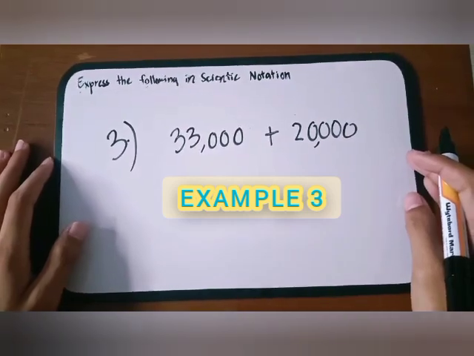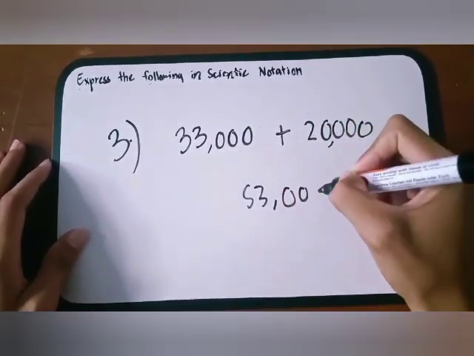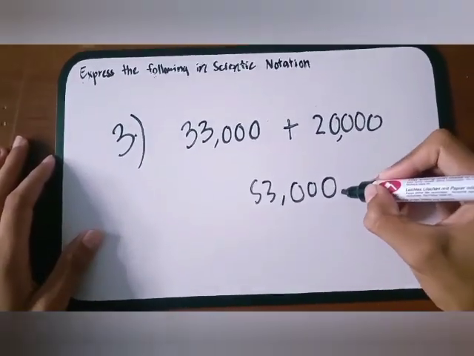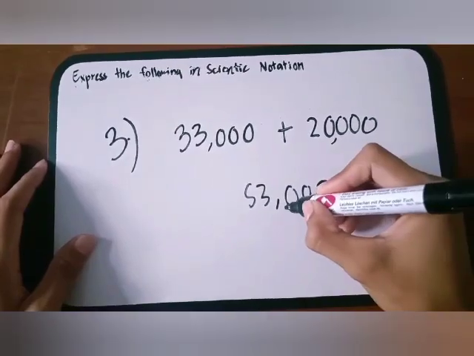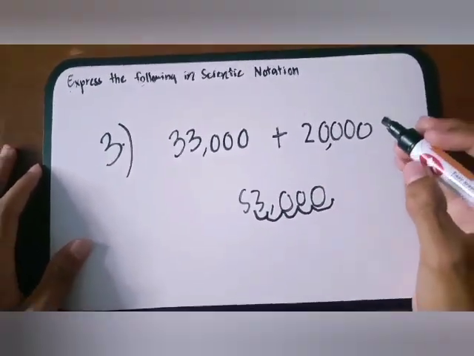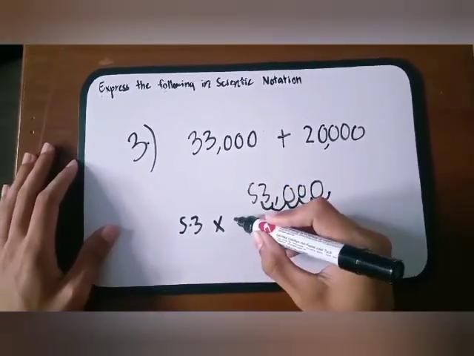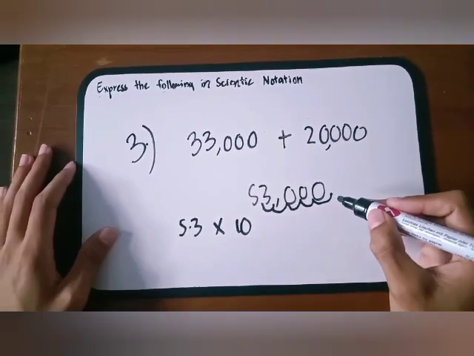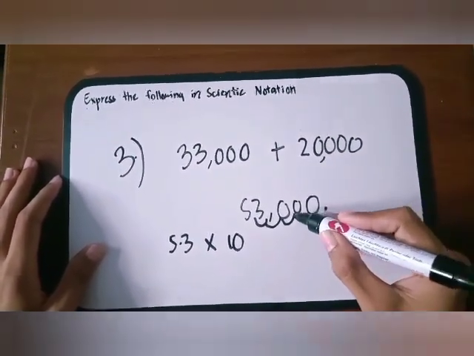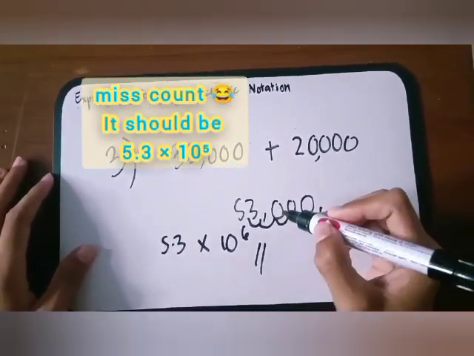So 33,000 plus 20,000 is 53,000. And this is your decimal point, and you move the decimal point until you have only one number to the left. So this will be 5.3 times 10. Then count how many times you have moved the decimal point. So 1, 2, 3, 4, 5, and 6. So this will be the final answer.